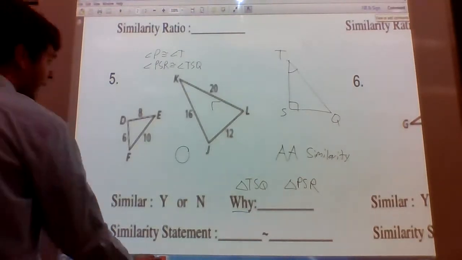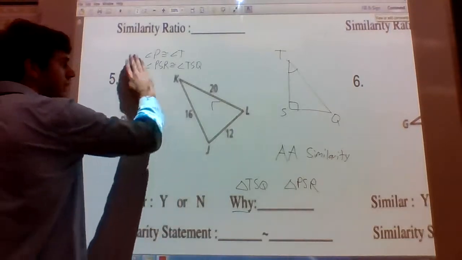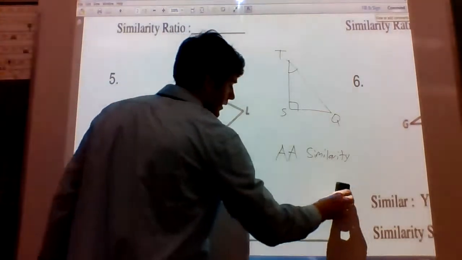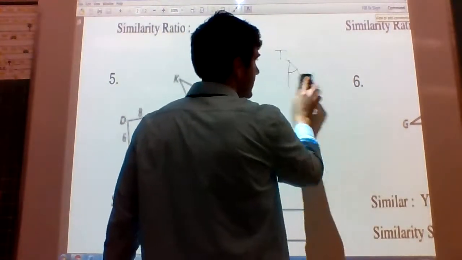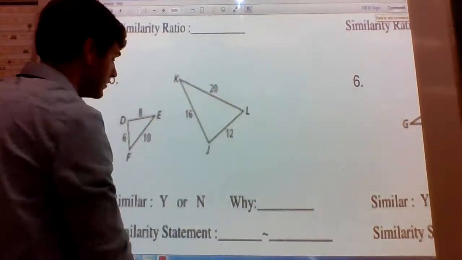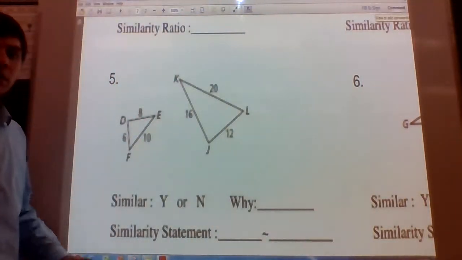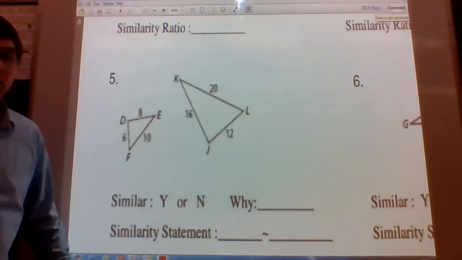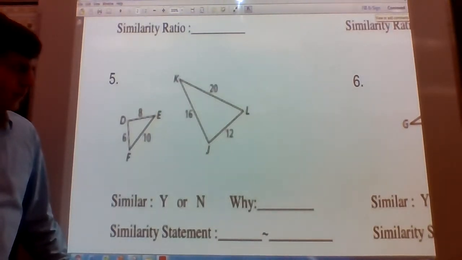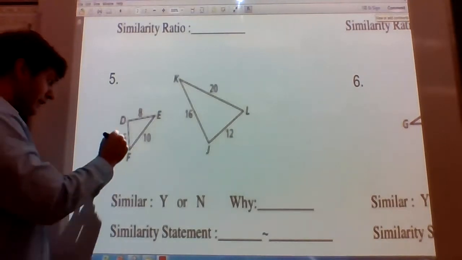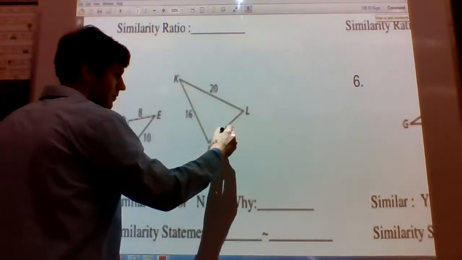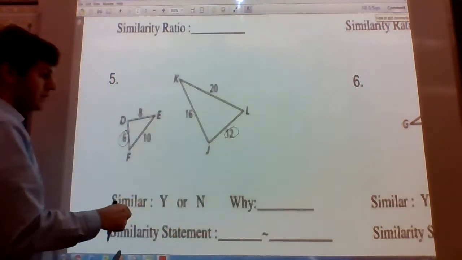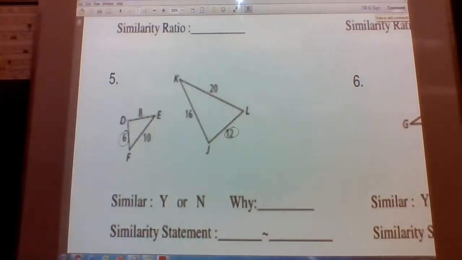Again, it's hard to align them. So the way I would align them is by looking at the lengths of each side. If the triangles are going to be similar, then the two sides that have the smallest length are going to match up. The two sides with the longest lengths are going to match up, and the two sides that have the middle lengths are going to match up. So 6 would have to match up with 12.